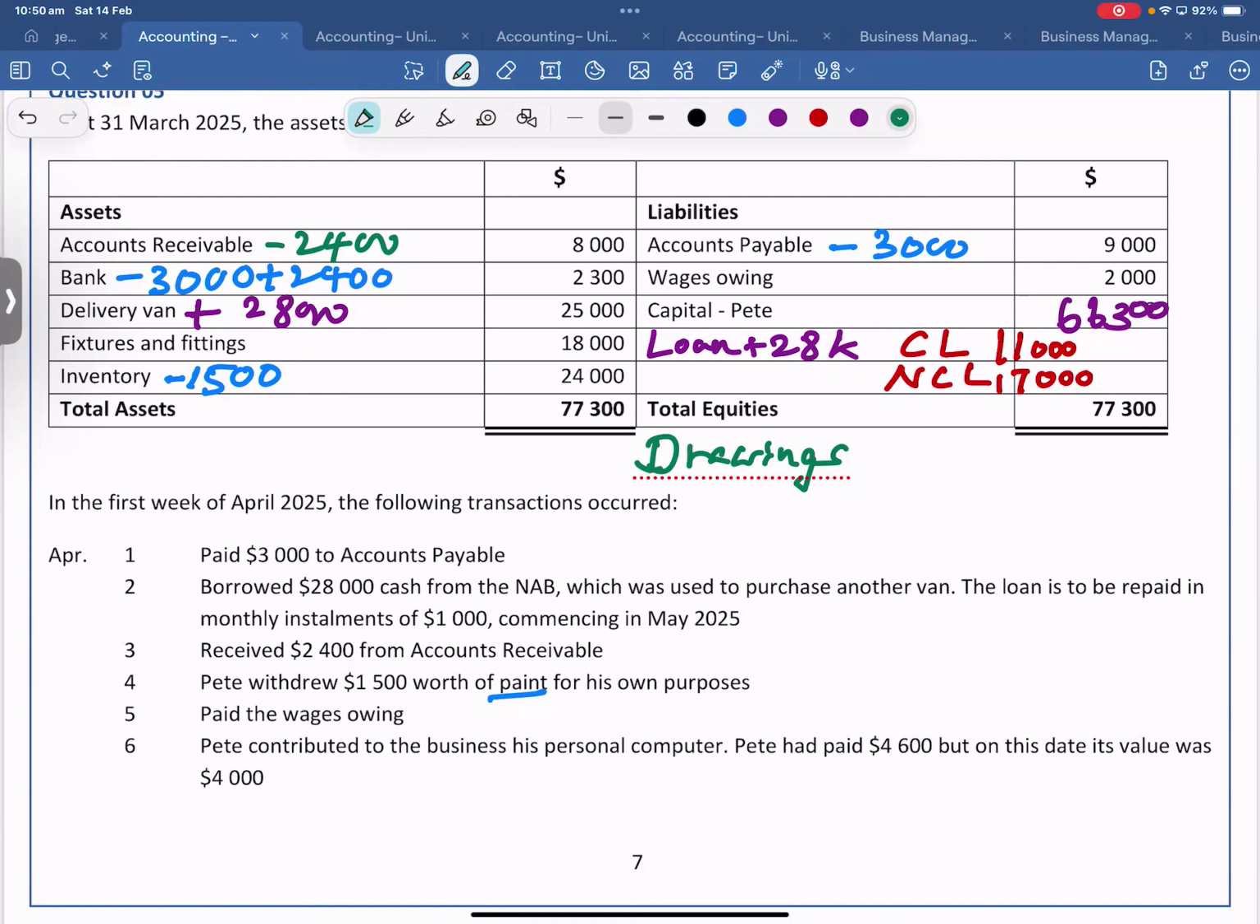In this case, when the owner withdraws money or inventory, drawings increase. Drawings increase by 1,500, so I'll say drawings plus 1,500. By default, this is a negative impact on the capital. So we call drawings a negative capital, or negative owner's equity.